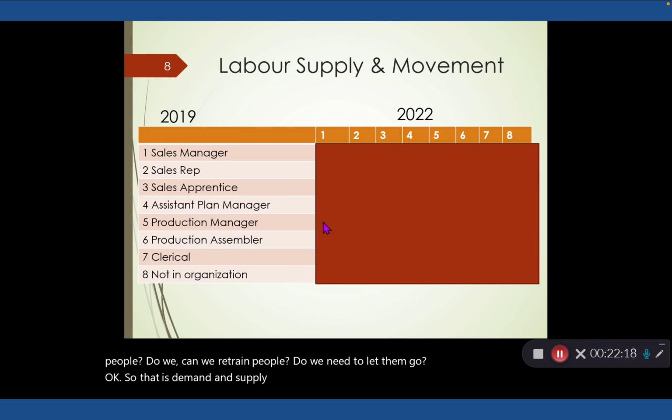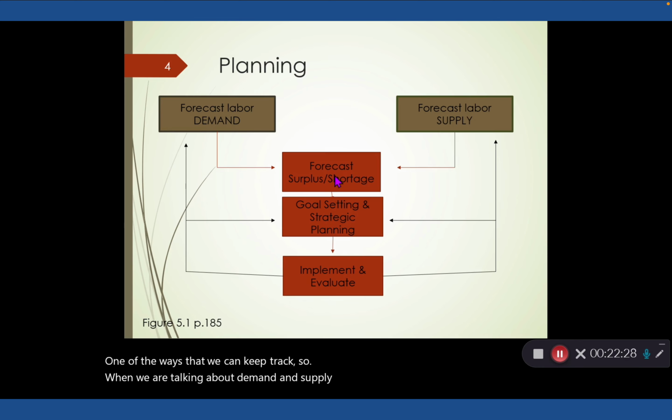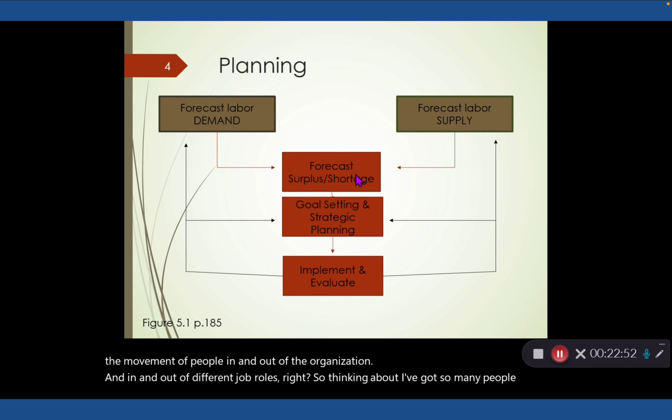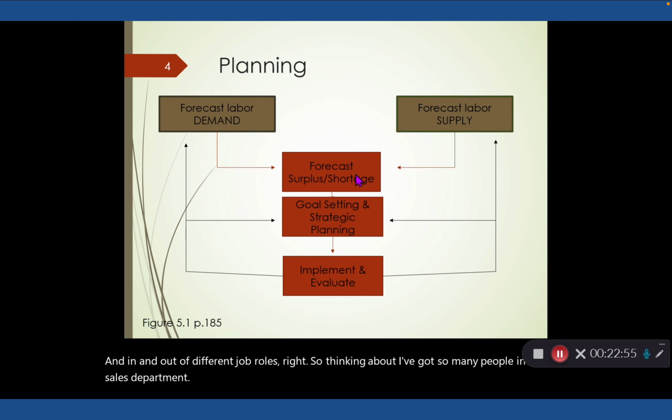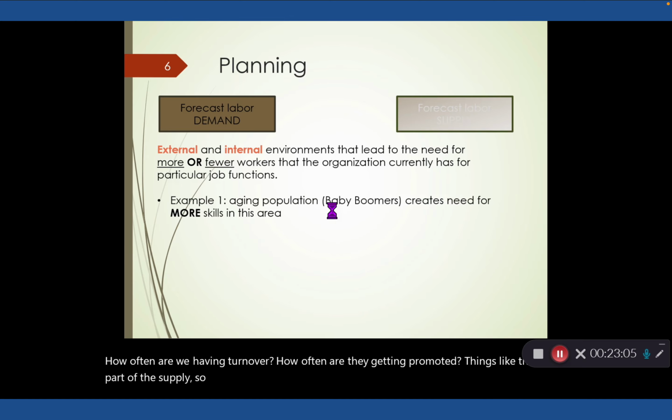Now, when we are talking about demand and supply, I shouldn't say demand and supply, I should talk about forecasting. One of the things that we need to keep track of is what is the movement of people in and out of the organization and in and out of different job roles, right? So thinking about, I've got so many people in the sales department. How often are we having turnover? How often are they getting promoted? Things like that. That is part of the supply. So how do we keep track of that?